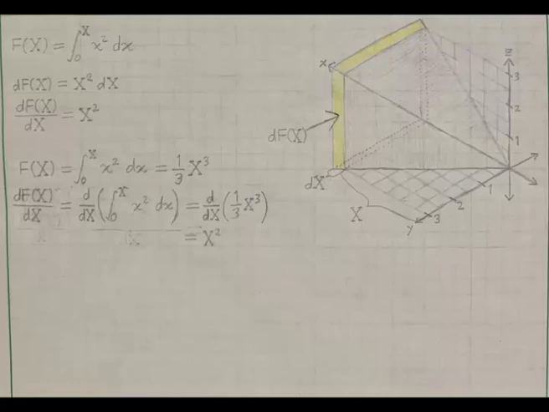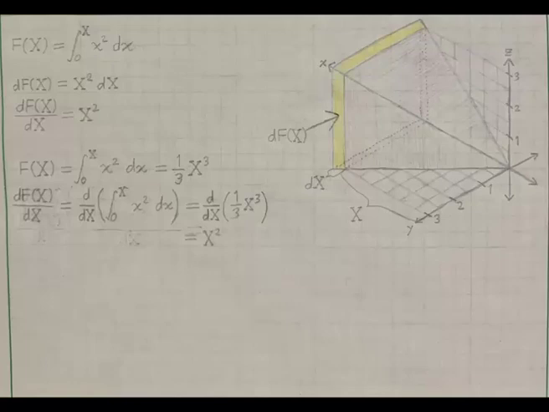If d big X is small enough, then the frustum basically looks like a square sheet, and its volume is big X squared d big X. Divide both sides by d big X, and we find that the derivative of big F of big X with respect to big X is equal to big X squared.